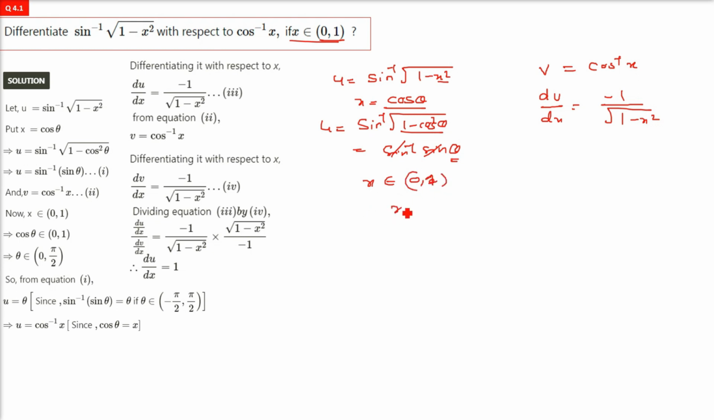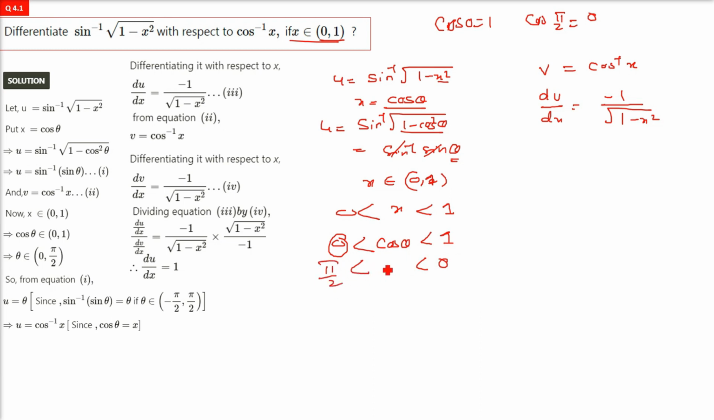So x belongs to 0 to 1, that is, x is between 0 and 1. We are putting x as cos theta, so cos theta has to be between 0 and 1. In order to find theta, we take cos inverse everywhere: cos inverse 0, cos inverse of cos theta, and cos inverse of 1. You know already cos 0 is 1 and cos pi by 2 is 0. So theta belongs to 0 to pi by 2.